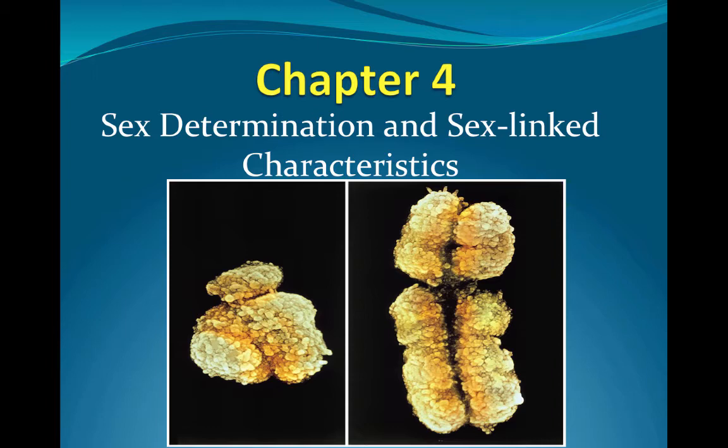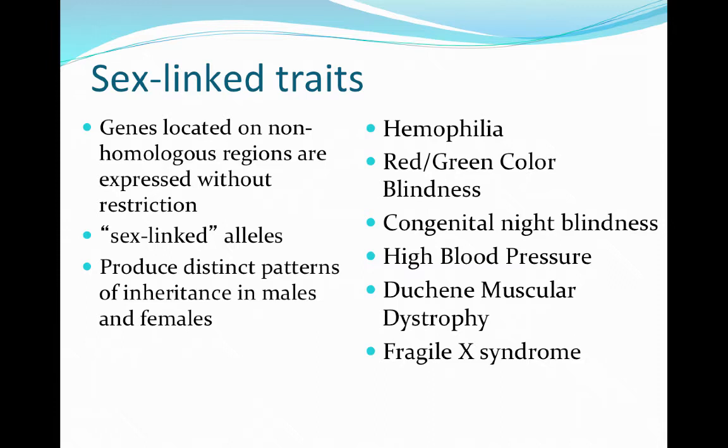Chapter 4 is all about sex determination in multiple species, as well as some of the characteristics that are linked on the sex chromosomes. Sex-linked traits are really vast in our population. They can range from hemophilia, which we talked about in Chapter 1 in the royal families, to red and green color blindness that expresses itself mostly in males, congenital night blindness, high blood pressure, muscular dystrophy, and then Fragile X syndrome as well.